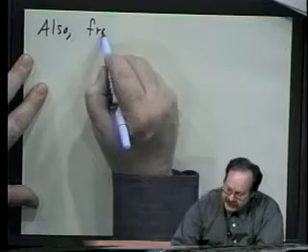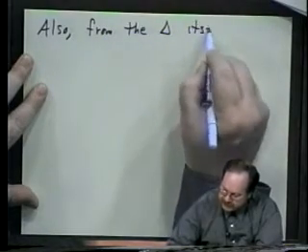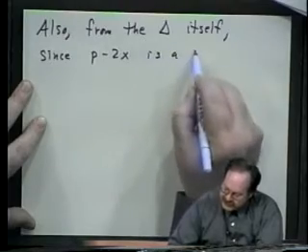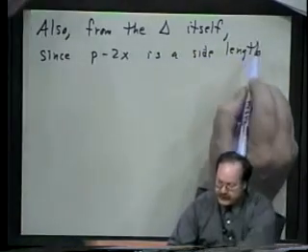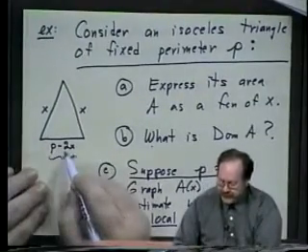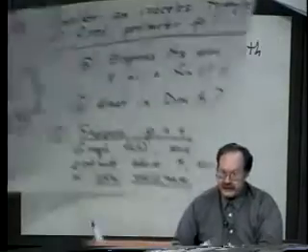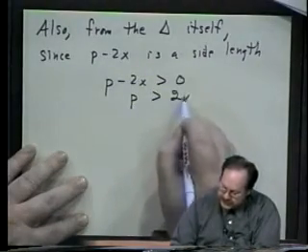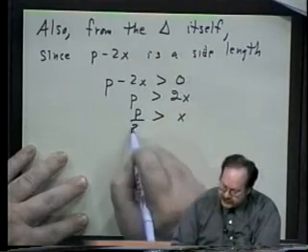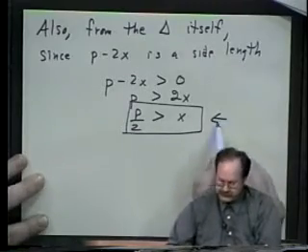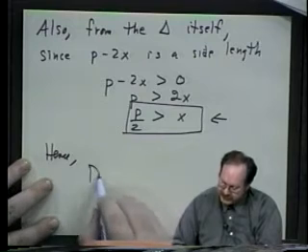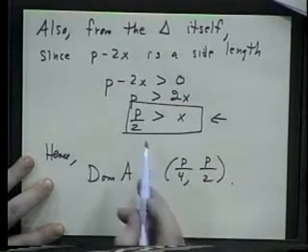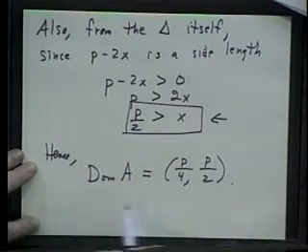Also, from the triangle itself, remember the original triangle? Here's the original triangle, and P minus 2x is the length of a side, so we don't want it to be 0, and it certainly can't be negative. P minus 2x must therefore be greater than 0, which is to say P is greater than 2x, and if you divide by 2, that means x is less than P over 2. And there we have an upper bound for x. Hence, the x's must live in that interval, which means the domain of A is equal to the interval from P over 4 to P over 2. P over 2 is that upper bound we just found, and P over 4 is the one from the other page.